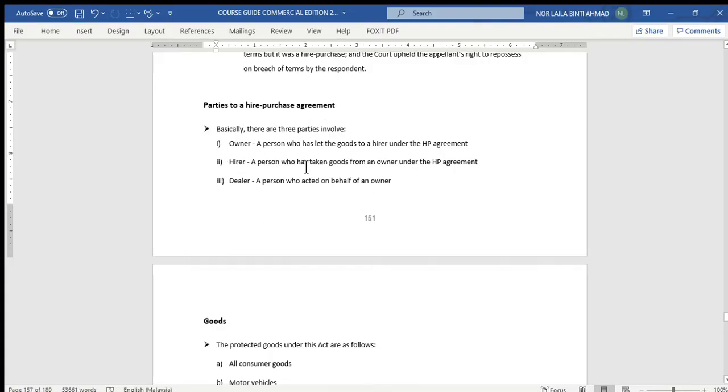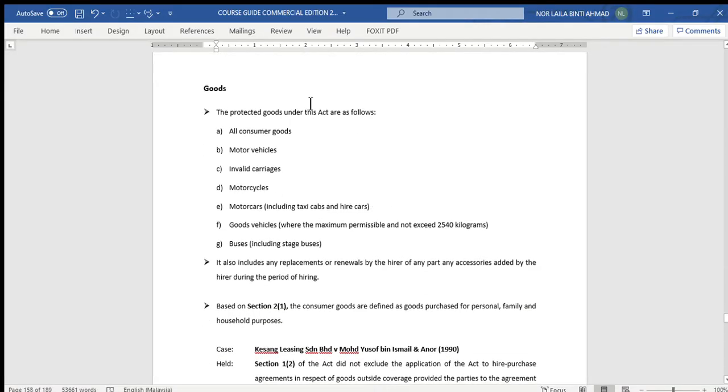Okay, I give you one illustration. Let's say Ali wants to buy a Perodua Myvi. Okay, and he went to the Perodua car dealer. So the dealer here is Perodua. Okay, and then Ali obtained a loan from Maybank. So Maybank here is considered as an owner, and Ali will become the hirer in that hire purchase agreement.